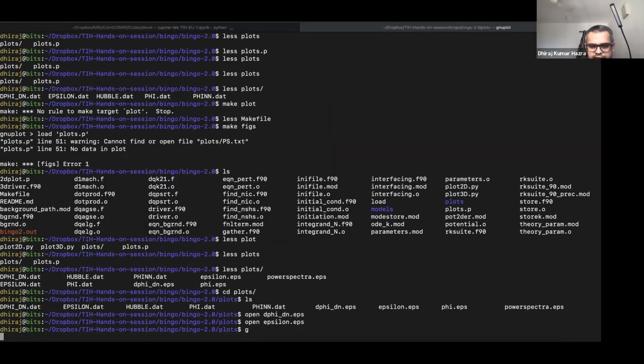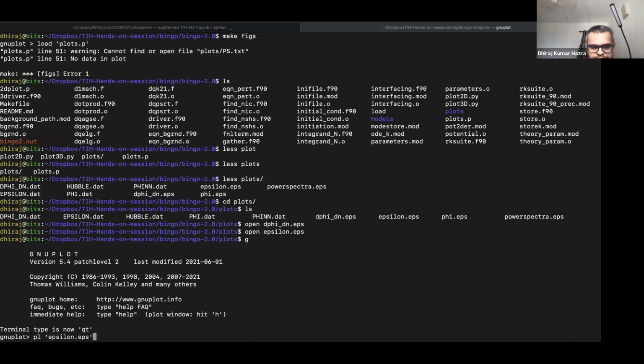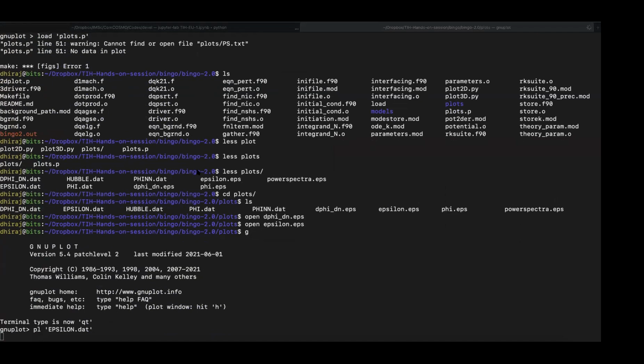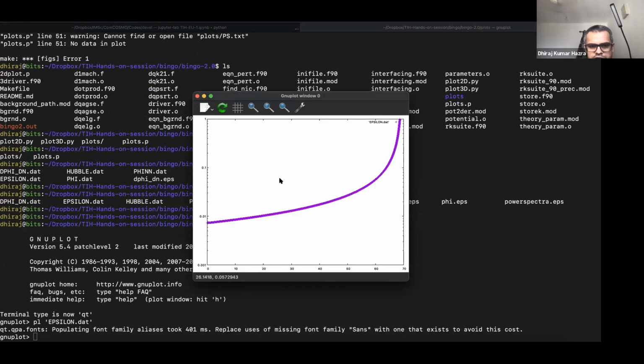Let me just plot explicitly the epsilon. We'll see the magnitude, right? Let me go to the log scale. As you can see, if I go to log scale, it is of the order of 0.01. And what did we discuss? What is the tensor to scalar ratio in terms of slow roll parameters? As you can see, epsilon is nearly constant up to here, where basically the Planck cosmological scale is located.